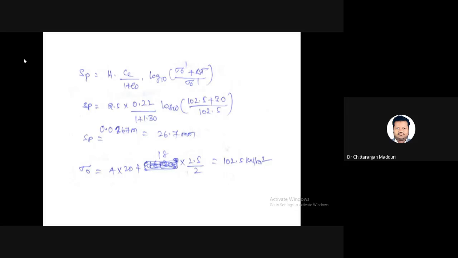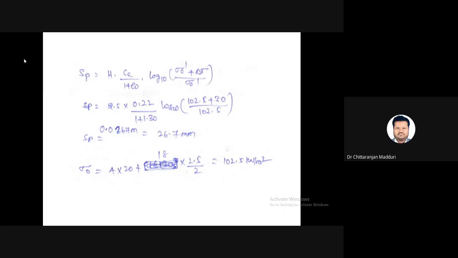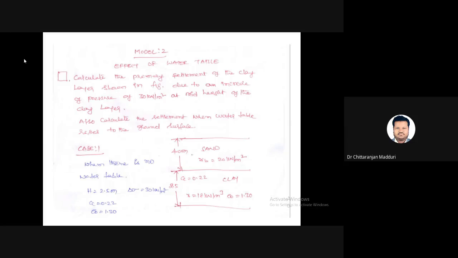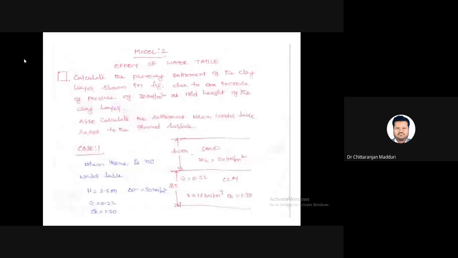So in the top 4 meters, there is no water table. So effective stress is equal to gamma into z. Here gamma equal to 20, z equal to 4 meters. So 4 into 20. Next, we need to calculate the effective stress at the center of the clay layer. Total thickness equal to 2.5. Center of the clay layer means 2.5 by 2.